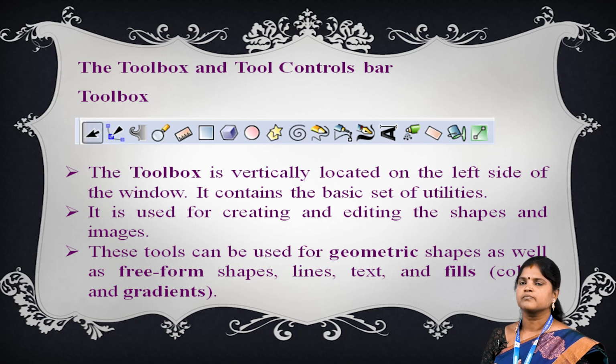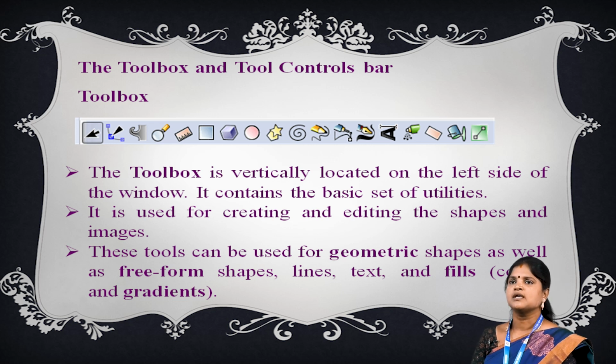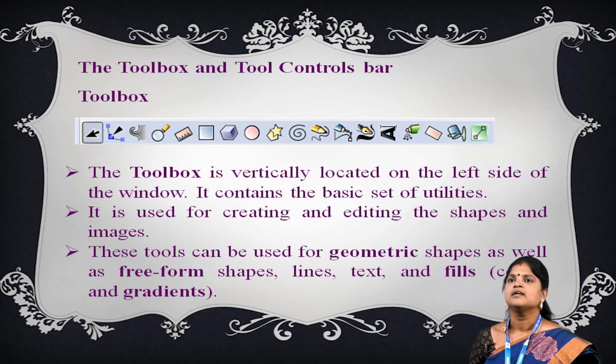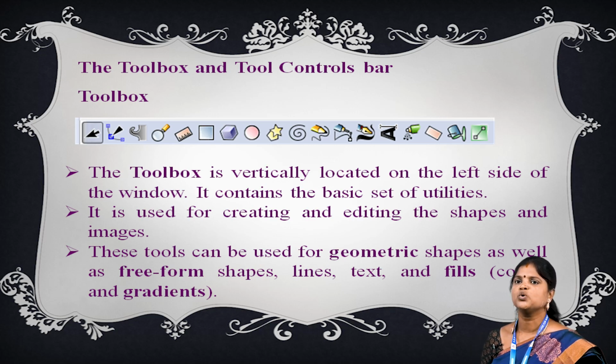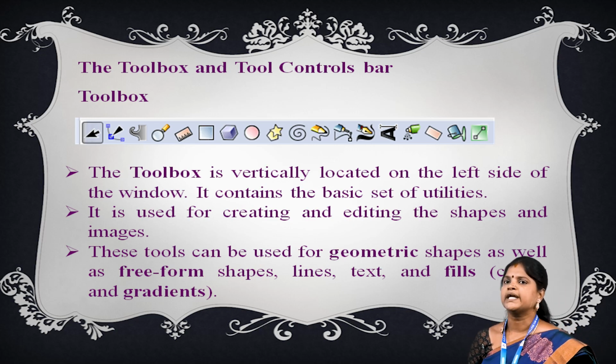Next one, toolbox. Toolbox is vertically located on the left side of the window. It contains the basic set of utilities. It is used for creating and editing shapes and images. These tools can be used for geometric shapes as well as free-form shapes, like text and fills, that is colors and gradients. These are icons used for the toolbox: selection tool, edit tool, tweak tool, zoom tool, measurement tool, rectangle tool, 3D box tool, etc.